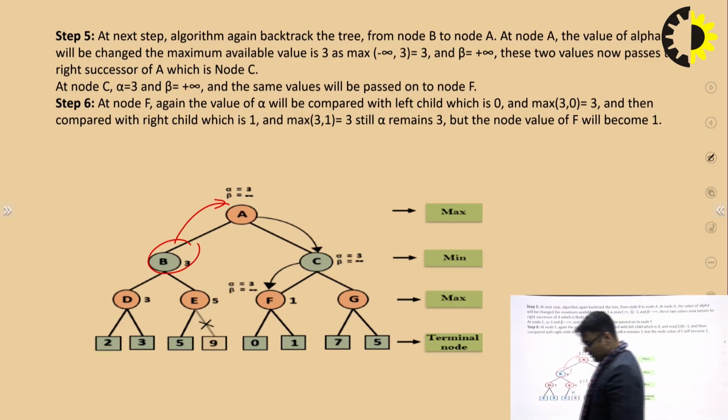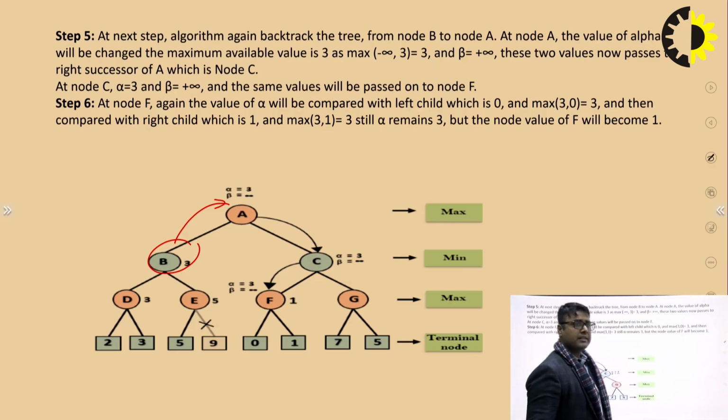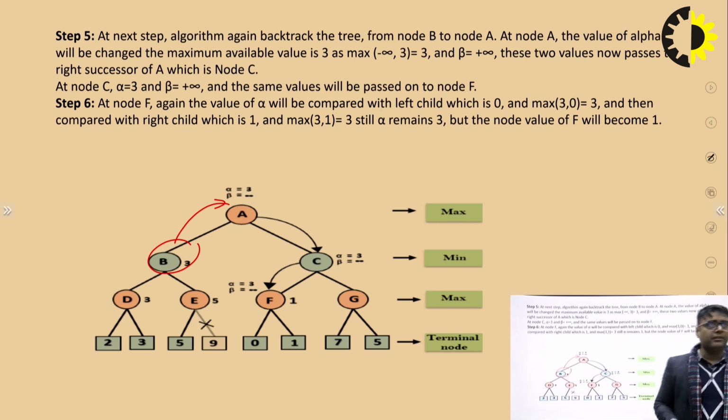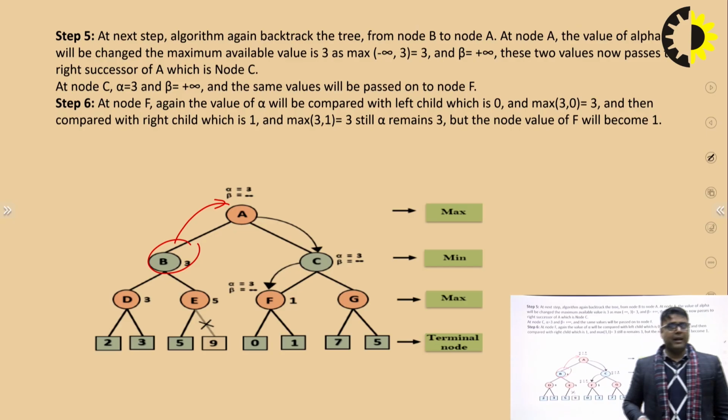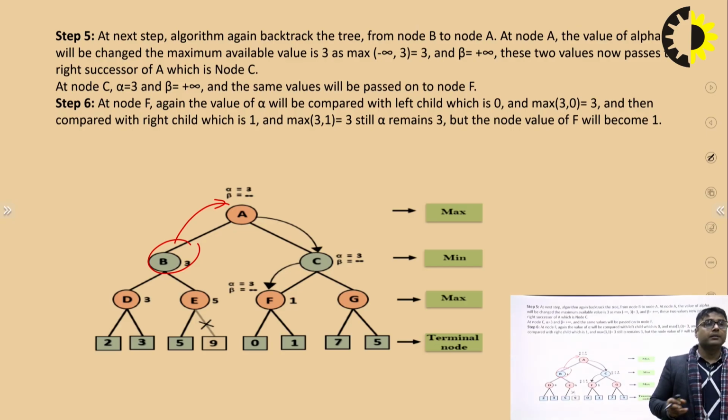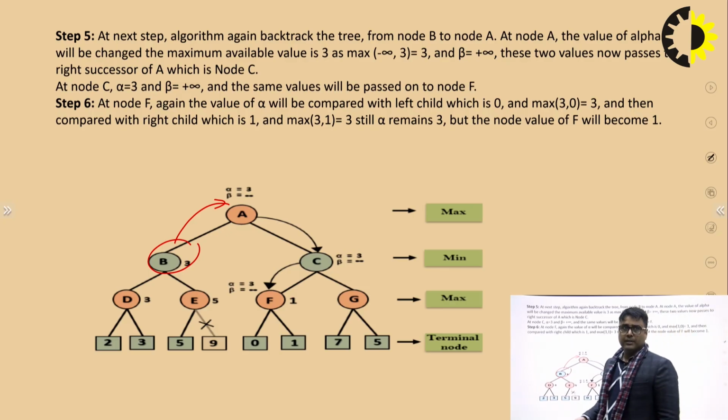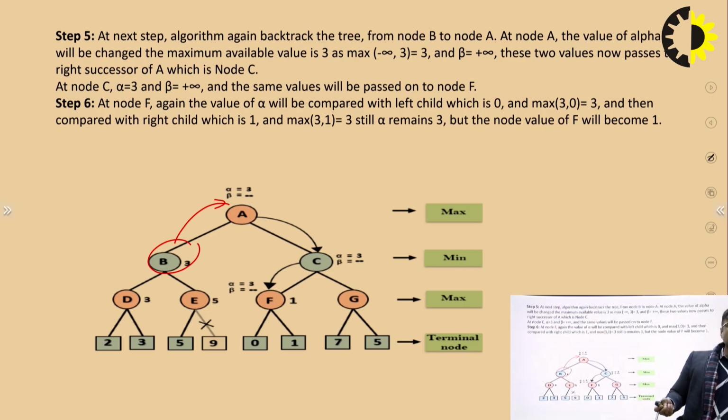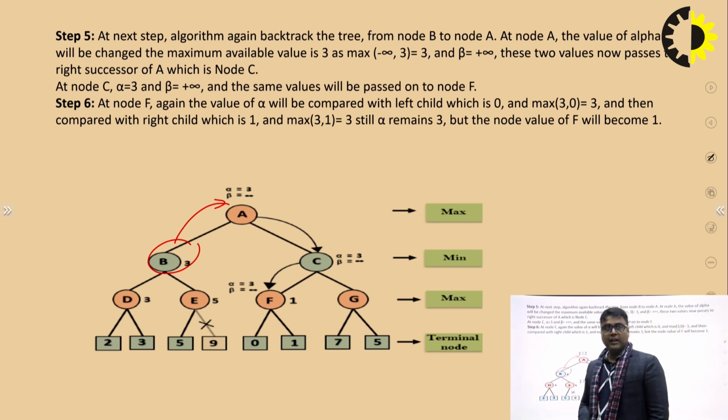Next is step 5. In this step, the algorithm again backtracks the tree from node B to node A. At node A the value of alpha will change; the maximum of minus infinity and 3 is 3, and beta value is plus infinity. Comparing alpha, minus infinity, with 3, the max value is 3. So alpha is 3 and beta is plus infinity. These two values are now passed to the right successor of A, which is node C.